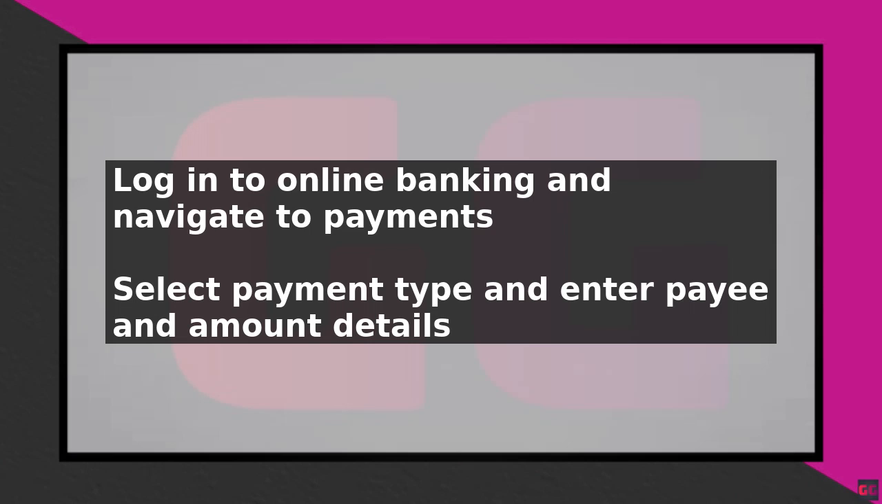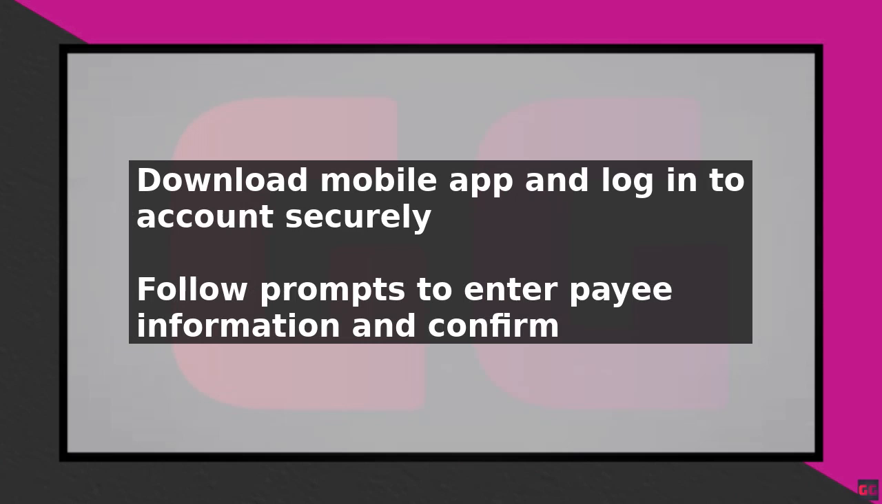If you prefer mobile banking, download and install the Fifth Third Bank mobile app on your device. Log into your account and select the payment option. Follow the prompts to enter the payee's information and the payment amount. Then confirm the transaction. For phone banking, call the Fifth Third Bank customer service number and follow the automated prompts to make a payment. Have your account information and payment details ready.